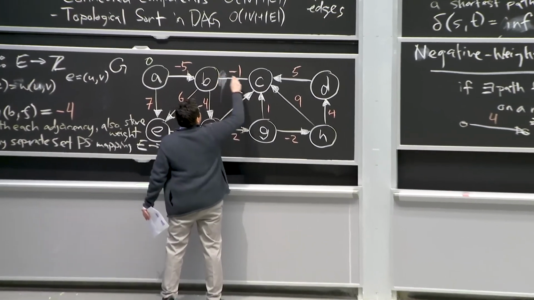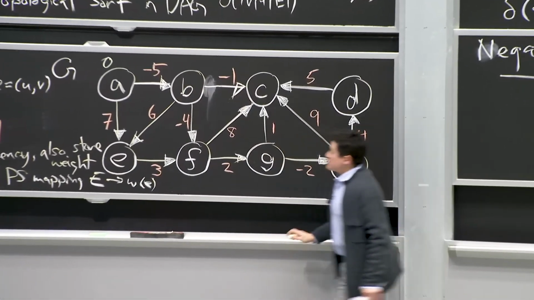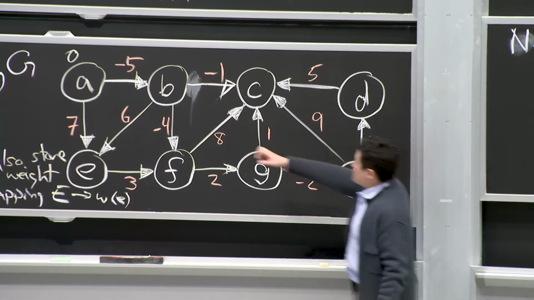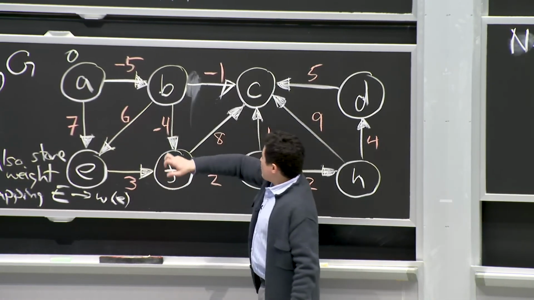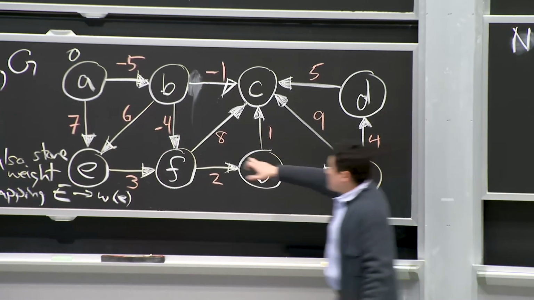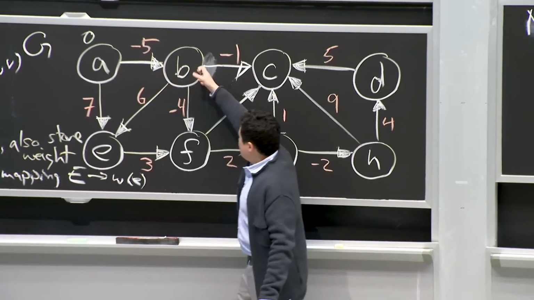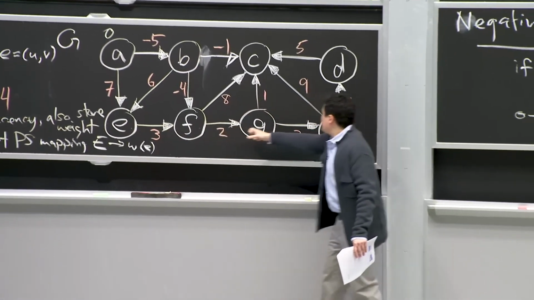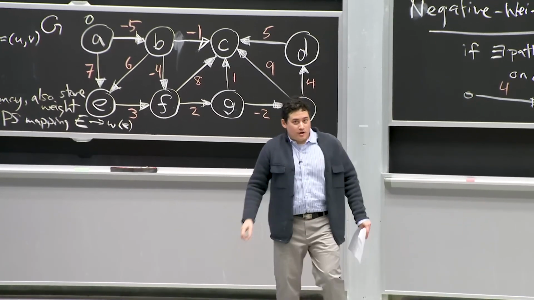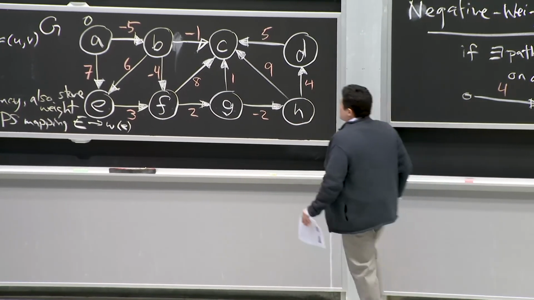I claim to you, now this is a DAG. In particular, a topological sort order is when there's a path through all the vertices, then there's a unique topological sort order: A, B, E, F, G, H, D, C. This is a topological order. You can check all the vertices and the edges.